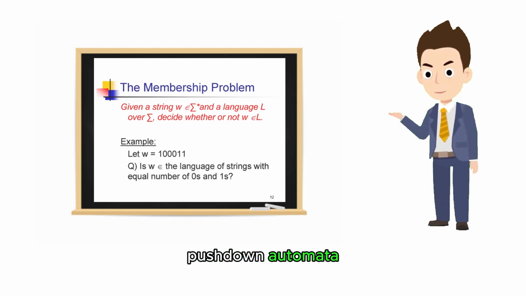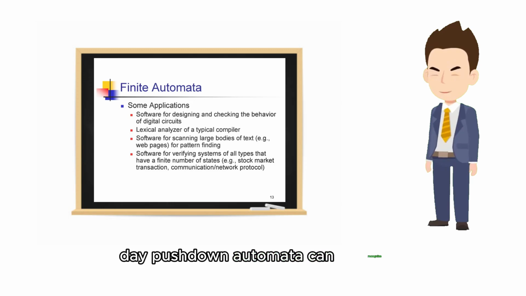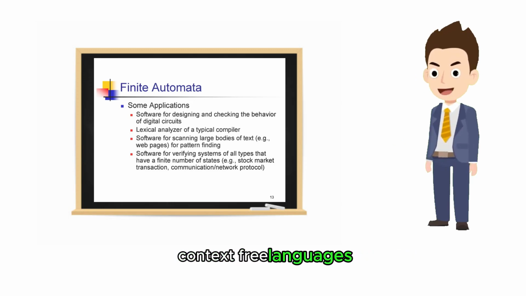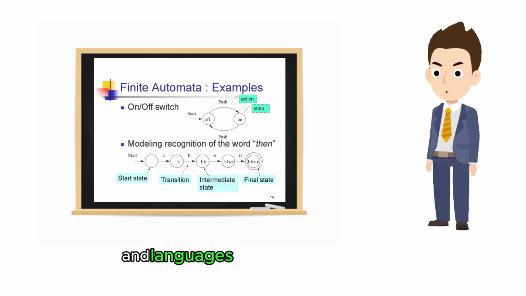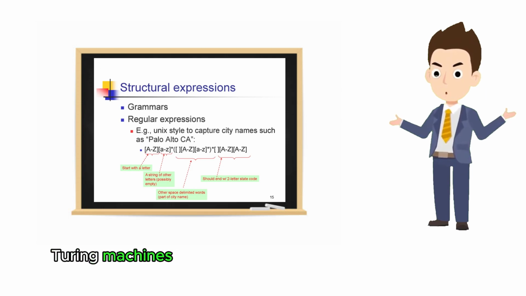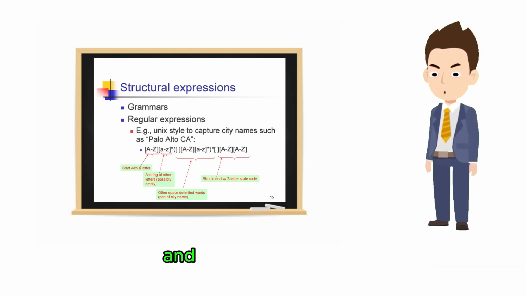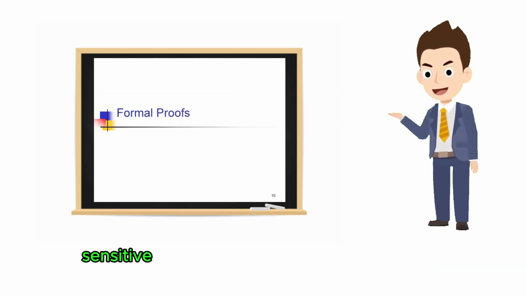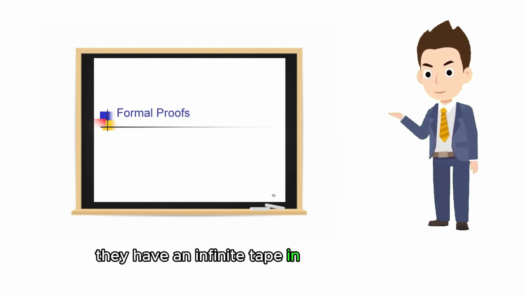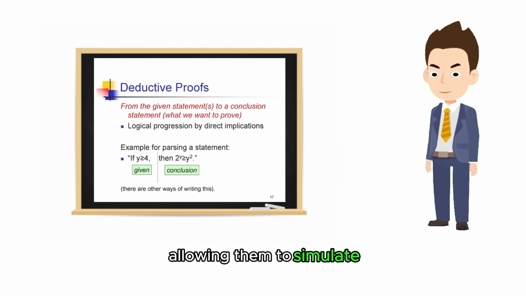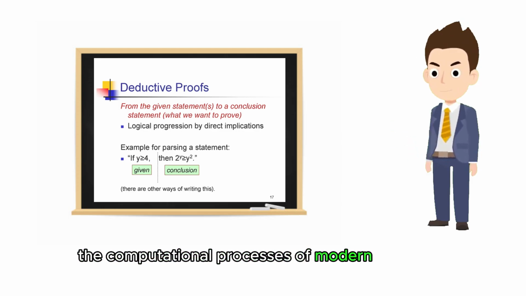Push-down automata, or PDAs. Push-down automata can recognize context-free languages and are equipped with a stack, which allows them to handle nested structures in languages like programming code. Turing machines. Turing machines are the most powerful type of automata and can recognize context-sensitive and recursively enumerable languages. They have an infinite tape and a read-write head, allowing them to simulate the computational processes of modern computers.